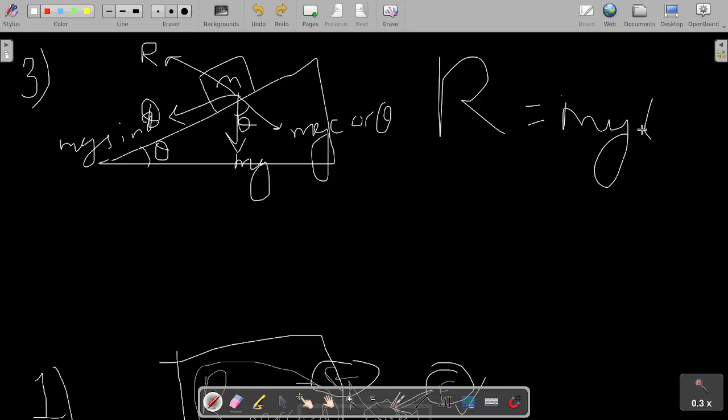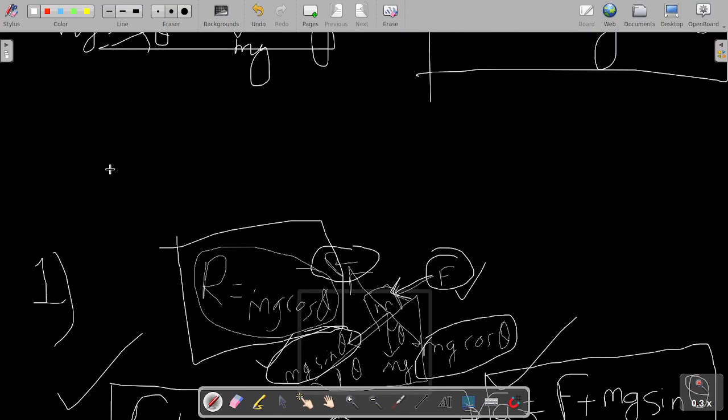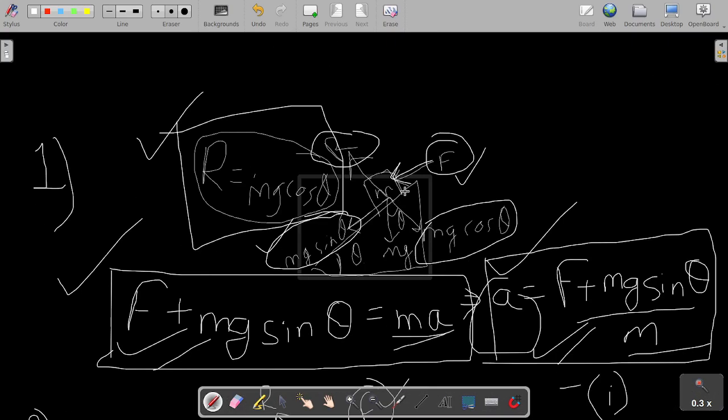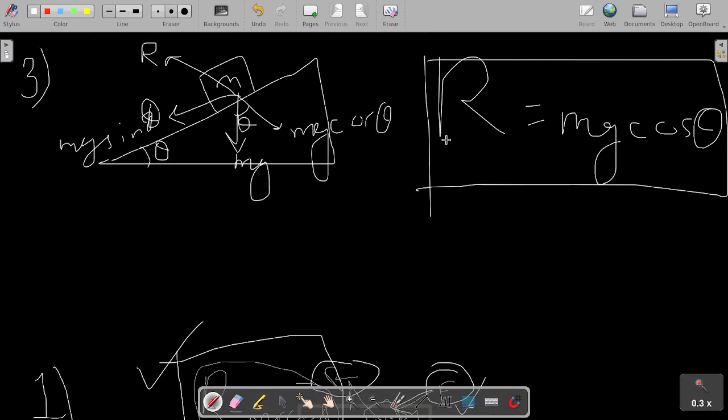R is equal to mg cos theta. I told you that in each case this equation remains the same, because the reaction force always balances mg cos theta. That's the eternal truth in our inclined plane problems. And when we study friction, we'll come to know that F equals mu R, and we have to substitute R with mg cos theta. Then we'll get the angle of repose and all. But that is later on.